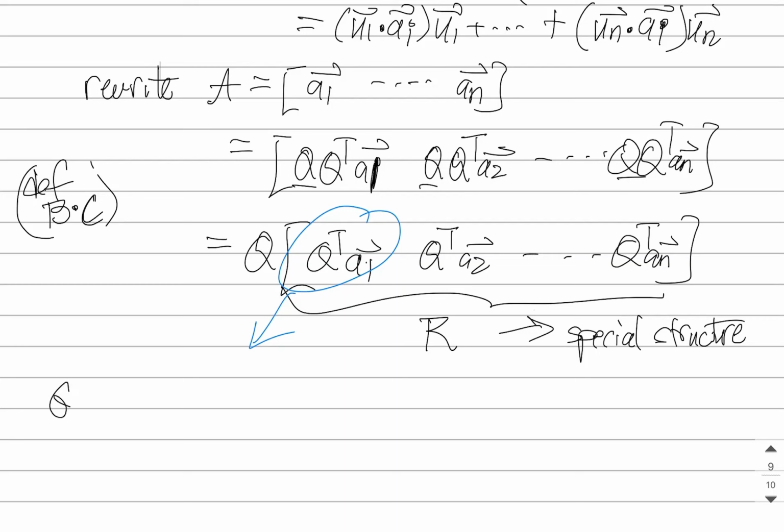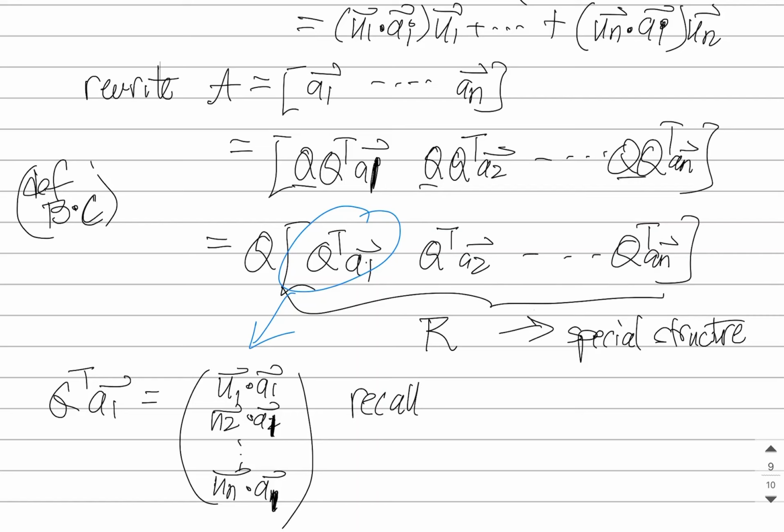This first column, QT A1, is filled with dot products: U1 dotted with A1, U2 dotted with A1, all the way down to UN dotted with A1. Or sorry, all of these are A1, my mistake. Now remember, I know it's getting hard to remember all of the naming that we have been doing, but from the Gram-Schmidt process, the first A1 is what U1 is, right? It's just some scalar multiple of it.